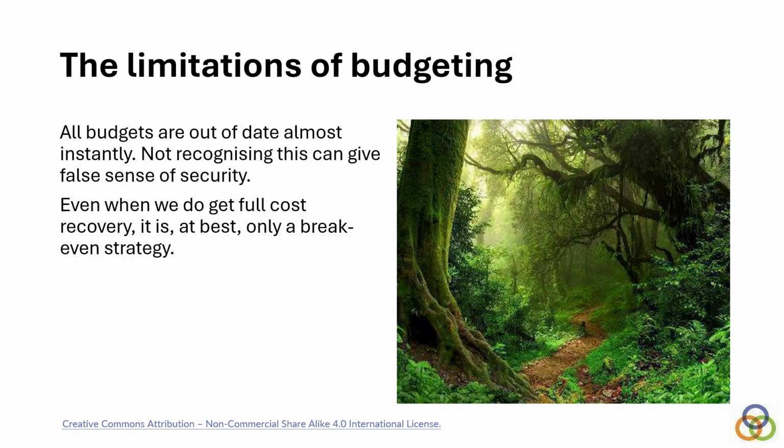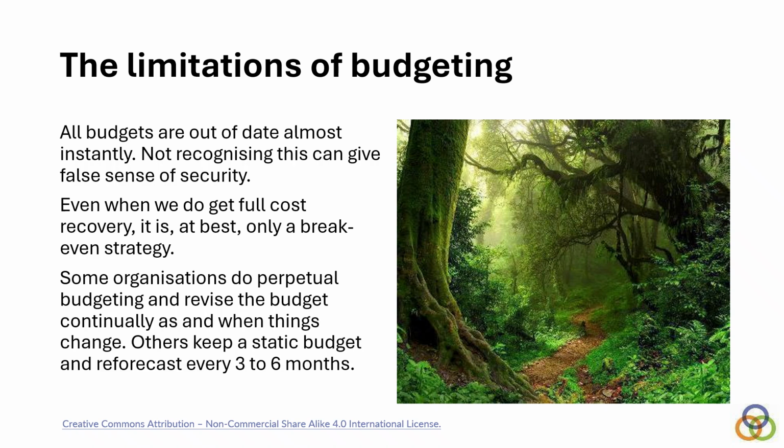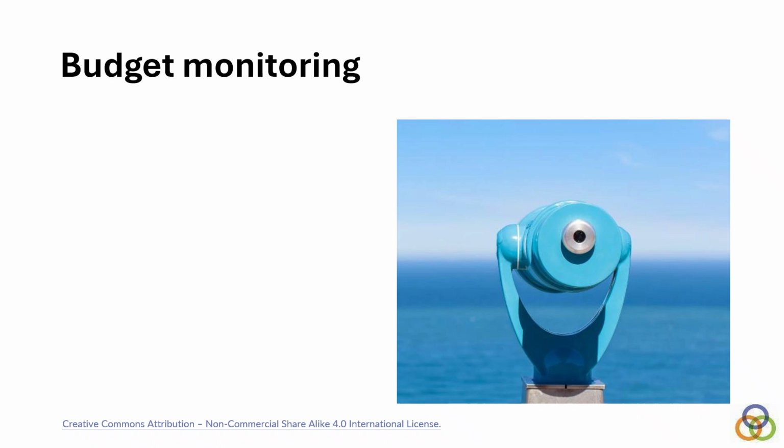We need to recognize that even when we do get full cost recovery, that at best is a break-even strategy. It's the unrestricted surpluses that build reserves. Some organisations do perpetual budgeting and revise the budget continuously as and when things change. I'm going to be honest, I think now that's probably the way to go. Some boards are very reluctant to do that and prefer to keep a static budget and then reforecast formally every 3 to 6 months. Either way, try your best to work to an updated budget.